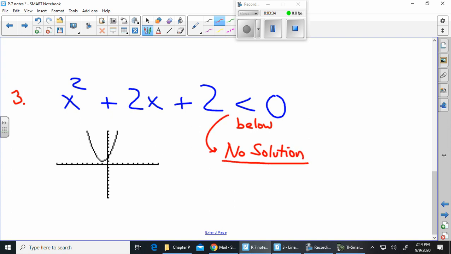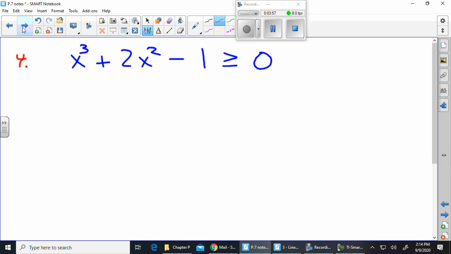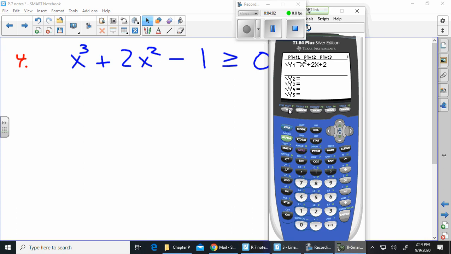for below. Now, what if I said greater than 0? Well, where's it above 0? Everywhere. So everywhere means all real numbers, which is -infinity to infinity. If we have a cube, no different. So we can do with our calculator any type of equation as long as it's a function.